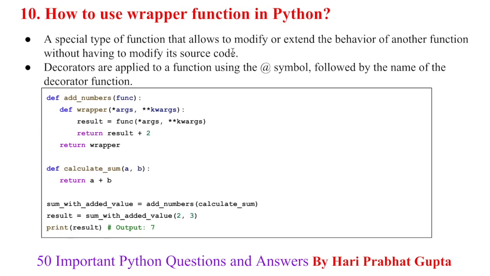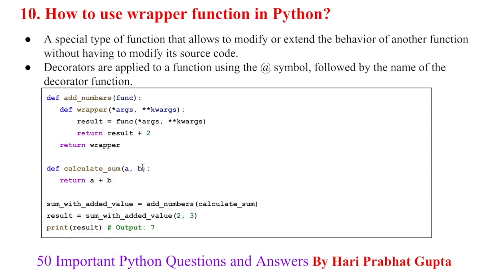In this example code, the add_numbers function is a wrapper function that takes another function as input and modifies its behavior. The wrapper function is defined inside the add_numbers function and takes any number of positional and keyword arguments. It calls the original function passed to add_numbers with the arguments passed to the wrapper, modifies its result by adding 2, and returns the modified result.